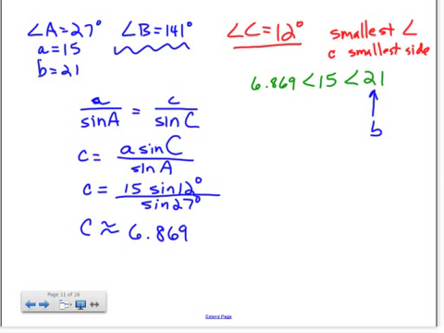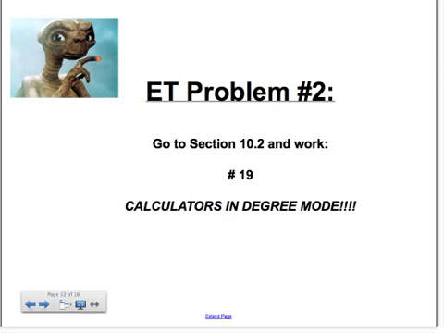C is our smallest angle, and now we do the other checking. The checking is: is side C plus side A bigger than B? Bigger than 21, yes. Okay, we're good. We already know this is the longest side, so 21 plus any of the other two sides is going to be greater, so we're good that way. Okay, next step. Go to 10-2 and work number 19.